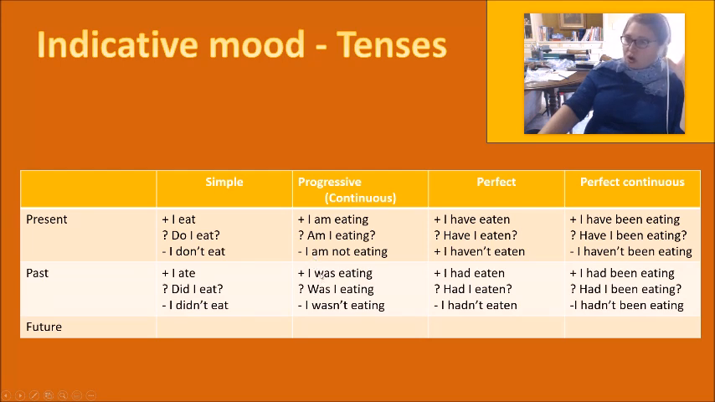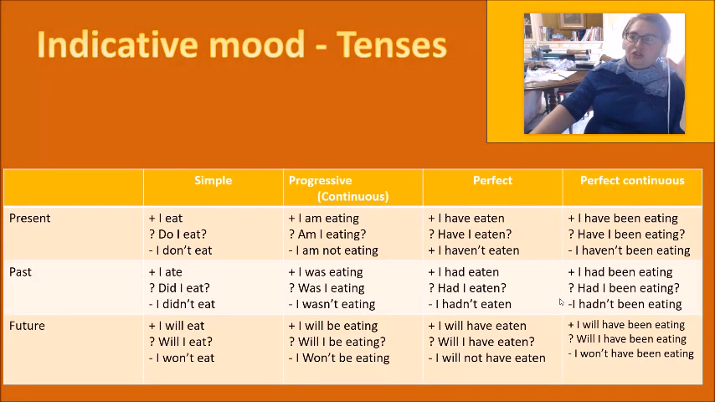I have was here and it goes in the first position. Was I eating? Here I have had as an auxiliary, goes in the first position. Had I eaten? Here I have I had been. I only use the first part of the auxiliary had, and my question will be, had I been eating?